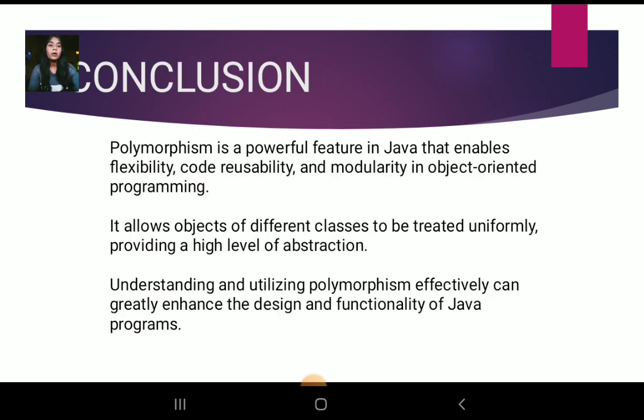Conclusion. Polymorphism is a powerful feature in Java that enables flexibility, code reusability, and modularity in object-oriented programming. It allows objects of different classes to be treated uniformly, providing a high level of abstraction. Understanding and utilizing polymorphism effectively can greatly enhance the design and functionality of Java programs.